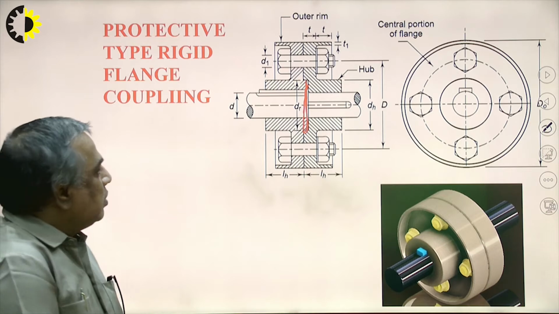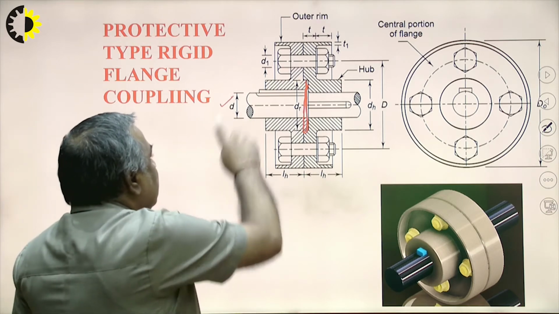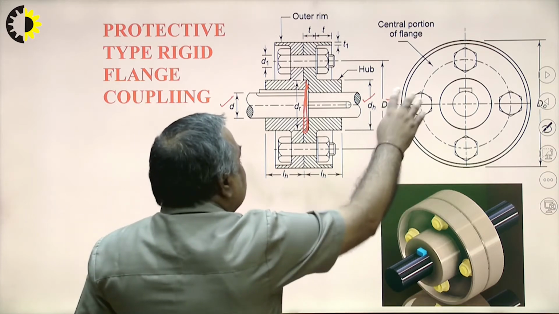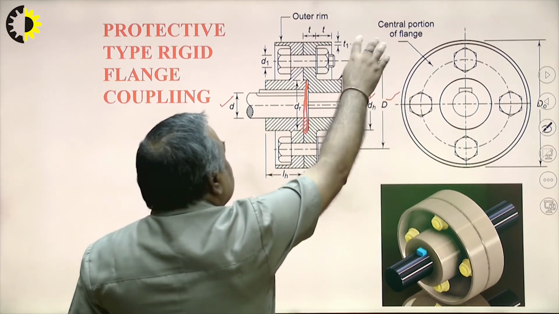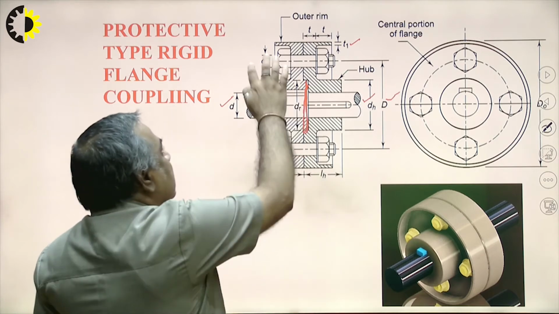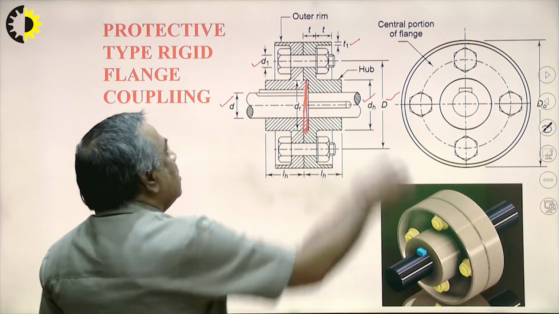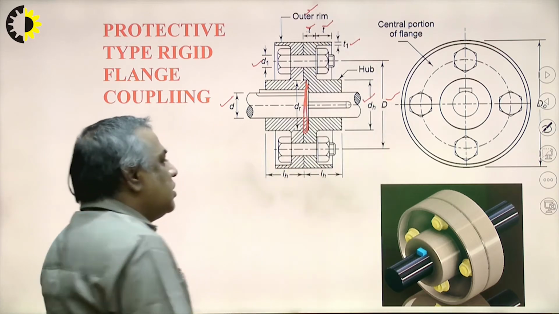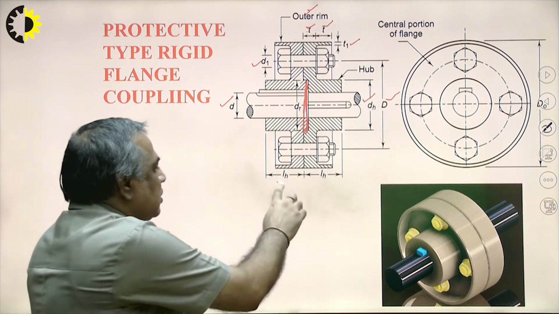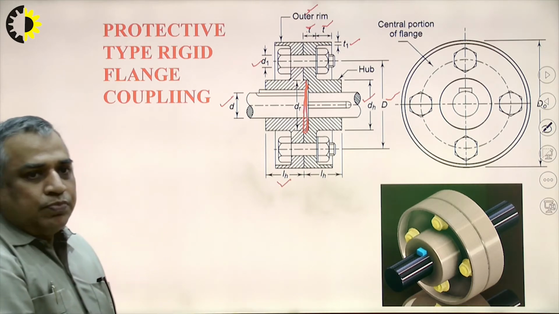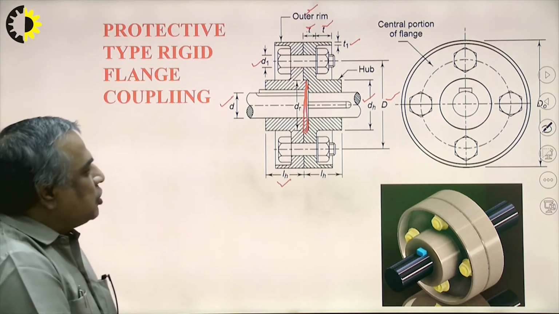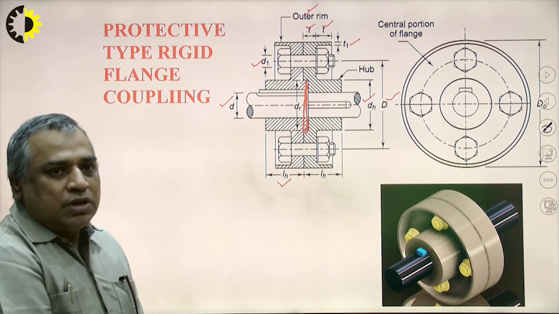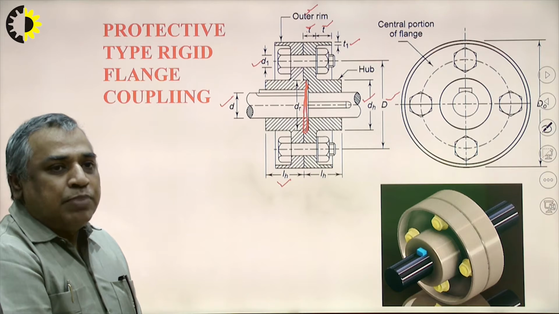So D is the shaft diameter, then small dh is the hub diameter, and capital D1 is the bolt circle diameter. T1 is the protective rim thickness, and D2 is the outer rim diameter. T is the flange thickness. LH is the length of the hub. So all these dimensions we can recommend on the basis of the shaft diameter. That is why this design is called the empirical design.